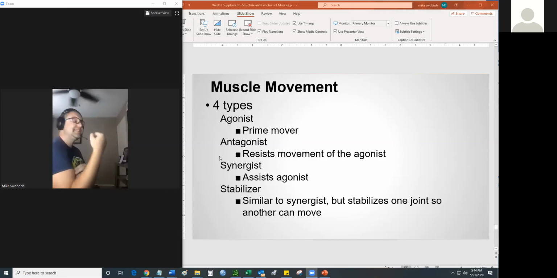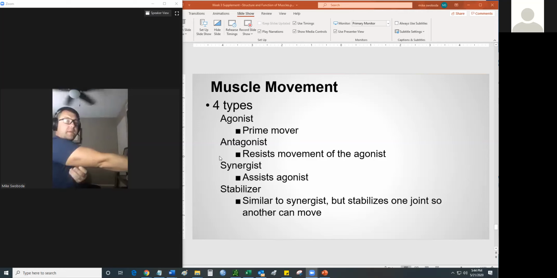My antagonist opposes the prime mover. So if you antagonize somebody, you are egging them on. You're doing something that they don't want you to do. So if I do this, my antagonist is my triceps, because my triceps is responsible for making my elbow extend. Biceps makes my elbow flex. So if I'm flexing my arm, my triceps does not want that to happen. They are the antagonist. They will oppose that movement.